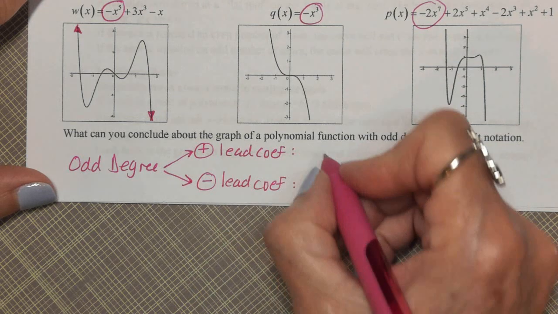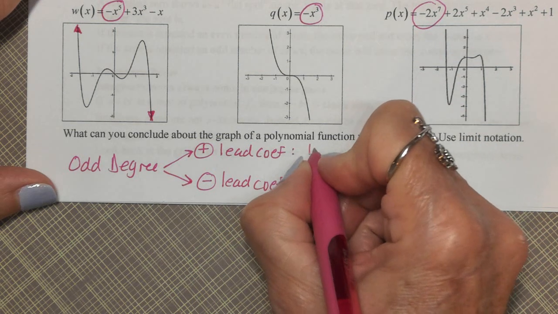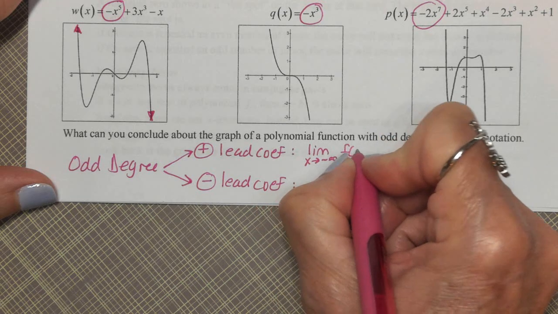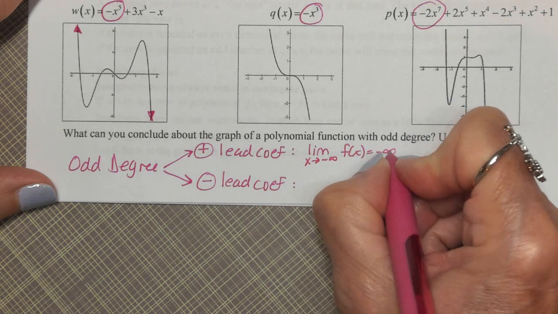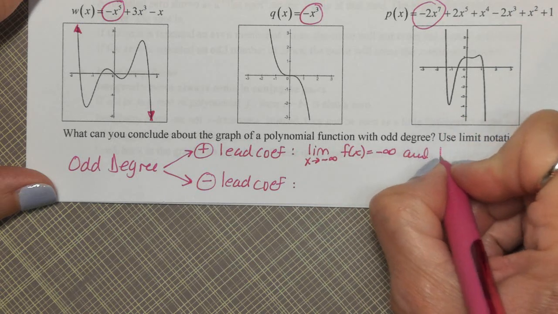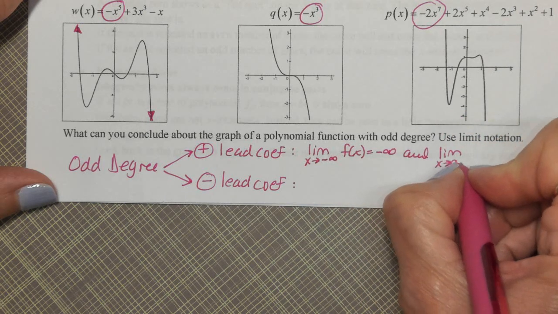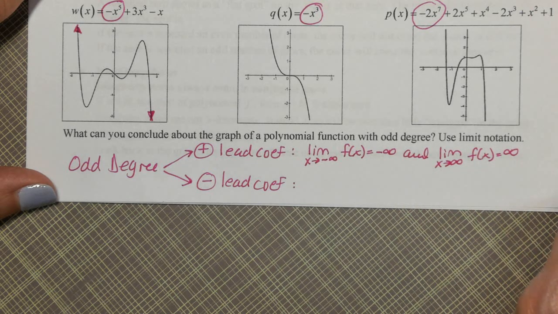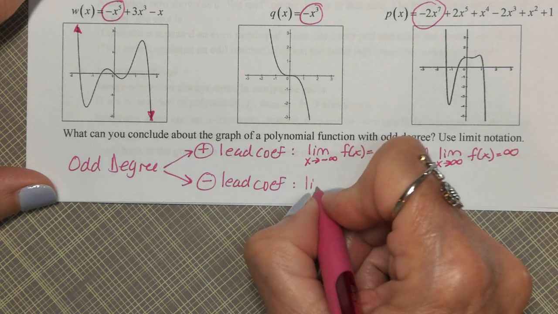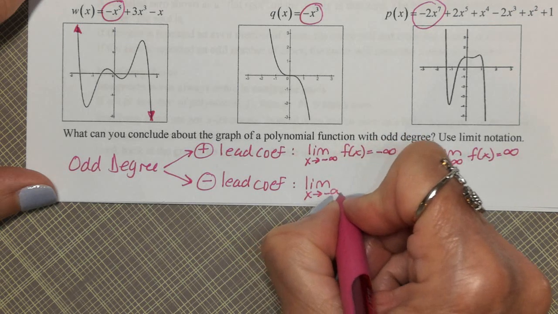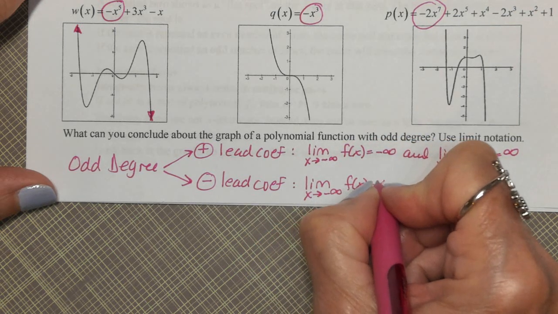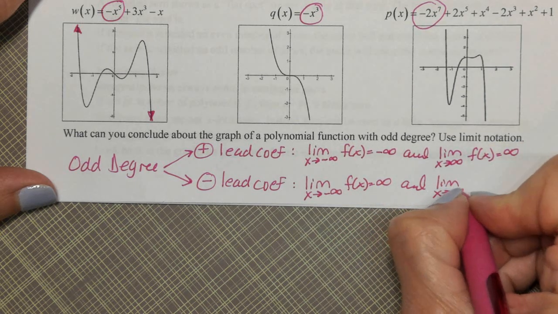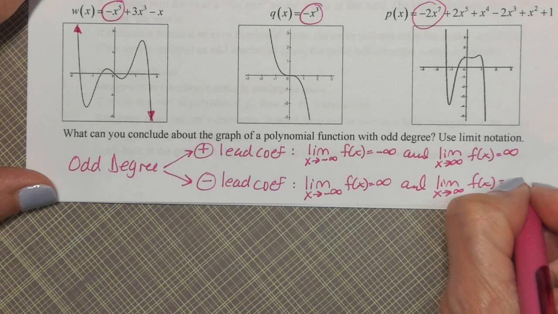Okay, positive lead coefficient, as x approaches negative infinity, we are going to negative infinity. As x approaches positive infinity, we're going to positive infinity. Negatively, both of those are switched. So as x approaches negative infinity, the function is going to positive infinity. As x approaches positive infinity, the function is going to negative infinity.